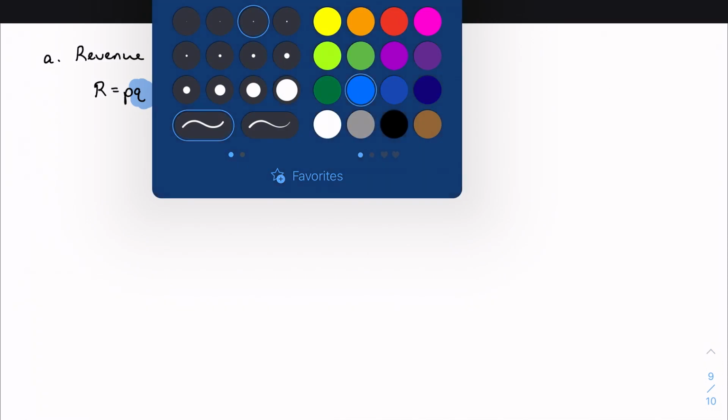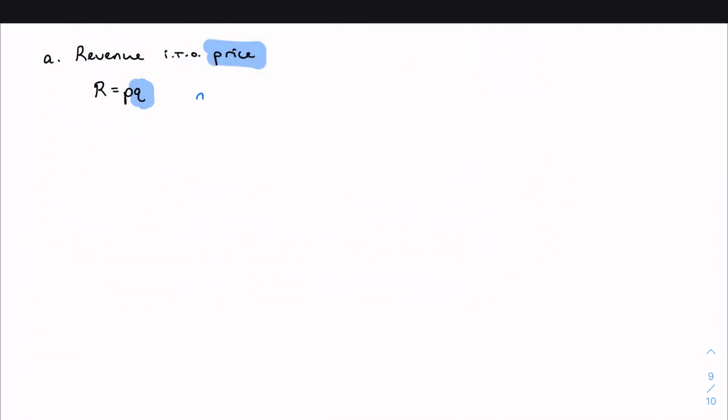So the first thing I wanted to do is find my revenue function, in terms of price. Well, I know that revenue is price times quantity. I want to be left with exclusively price. So I need a way to get rid of this Q and replace it with something that expresses Q in terms of P. Well, I have that, right? I have my demand function.